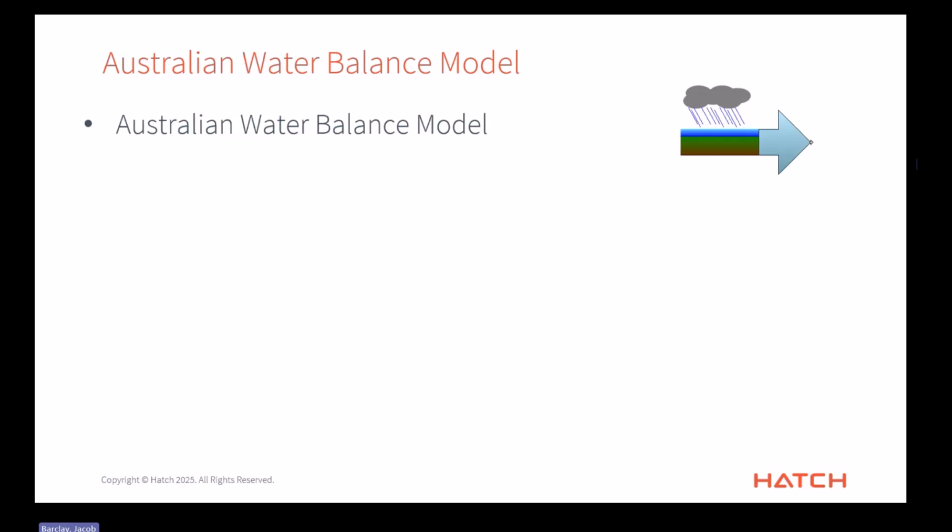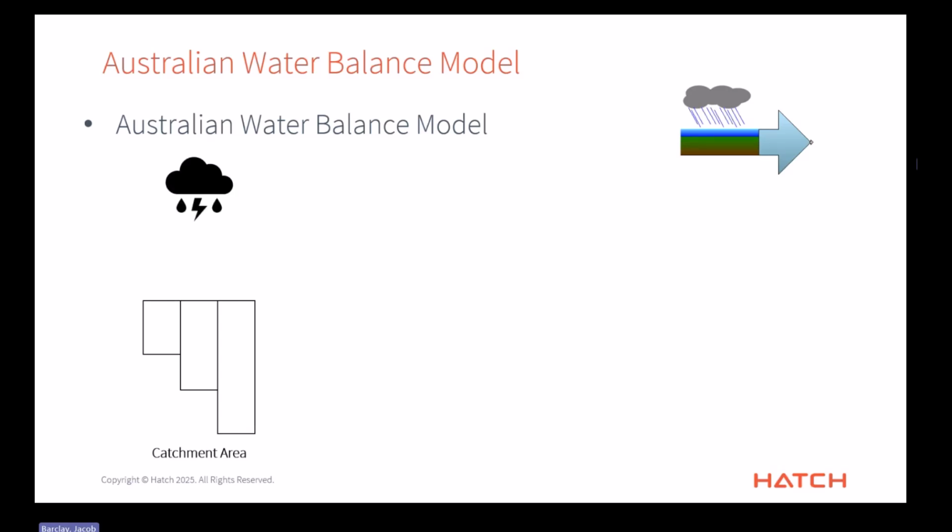So what we're doing now is we have an Australian water balance model, where I have a graphic that we can walk through to see how this model works. The model starts with a catchment area that's divided into 3 distinct zones. These zones collect the rainfall. So when we have a rain event, it starts going into this catchment area and begins filling up these 3 zones.